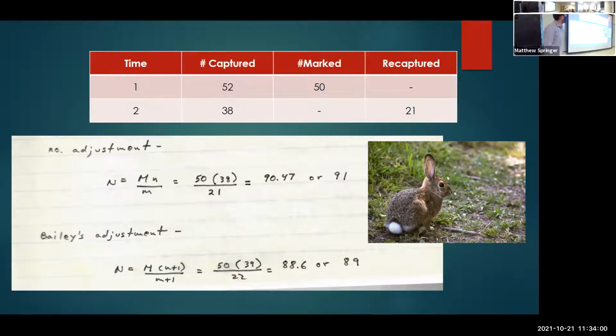So given this, we want to estimate how many rabbits we have. So N hat is equal to the number marked times the number caught in the second capture period, divided by the number caught in the second period that were marked. You guys notice something with these numbers? And it's true to life here. Why is that 50 when we caught 52?